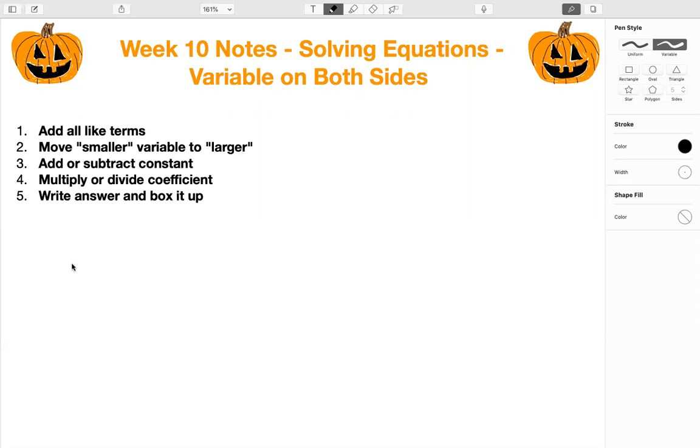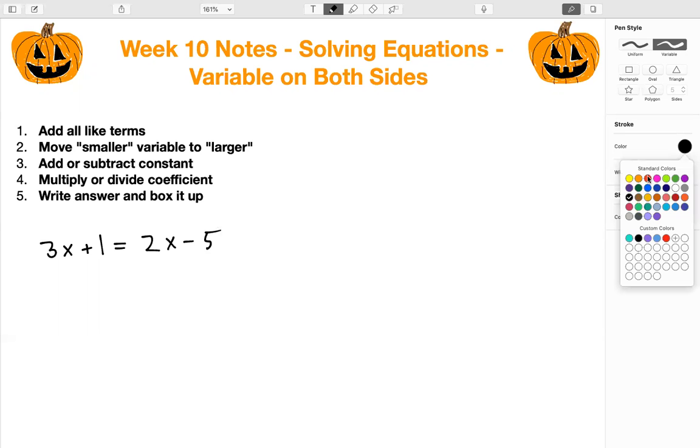Okay, so our first example that we are going to start with is 3x plus 1 equals 2x minus 5. And as you can see, the variable is on both sides of the equal sign. We're just going to follow our steps though.